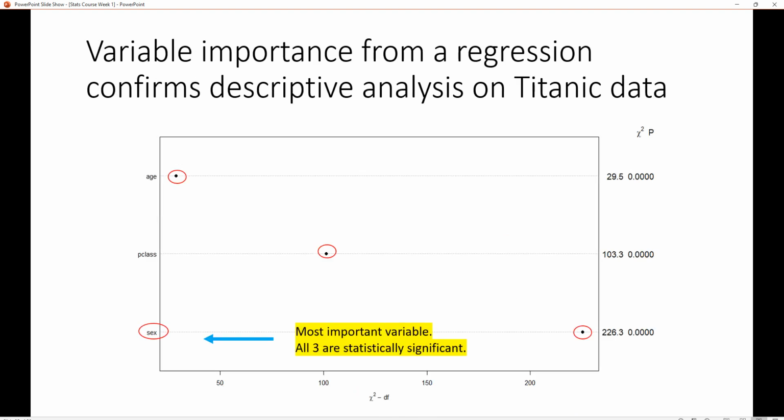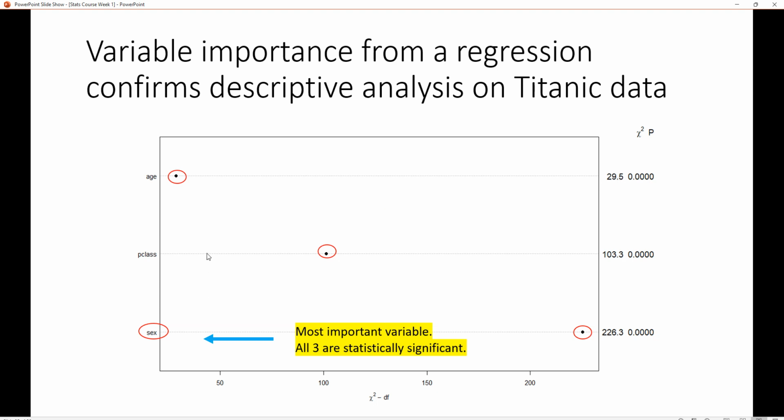In this slide, this comes from a regression I did, and it's a variable importance plot, so it indicates which factors contributed the most to understanding survival. And it also confirms our descriptive analysis on Titanic data. So all three of these are significant and important variables.